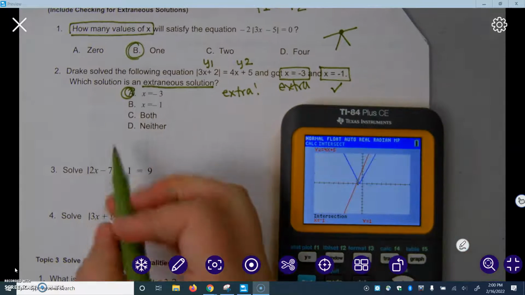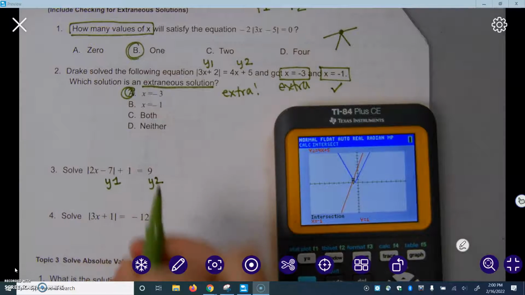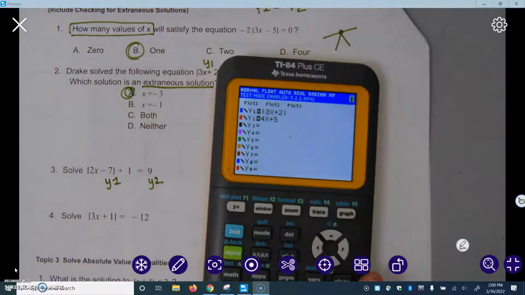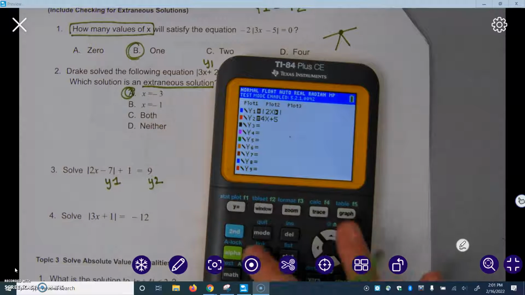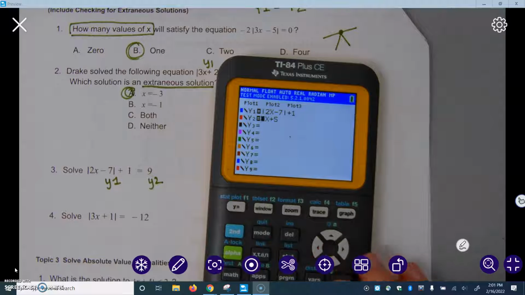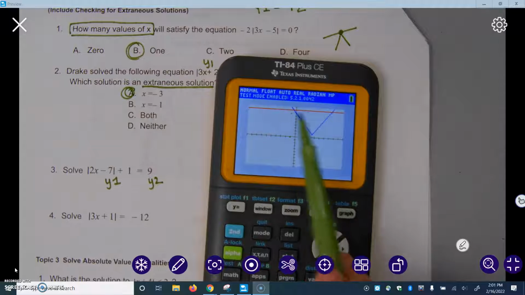All right, number 3, y1, I'm typing in all of that. y2, I'm typing in 9. So alpha window to get the bars, 2x minus 7. Outside of the bars, I'm going to put a +1, and in y2, 9. All right, and I can tell I have 2 solutions here.